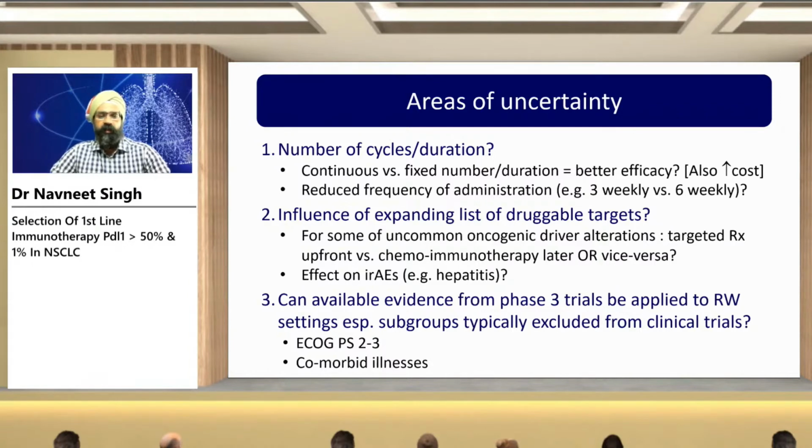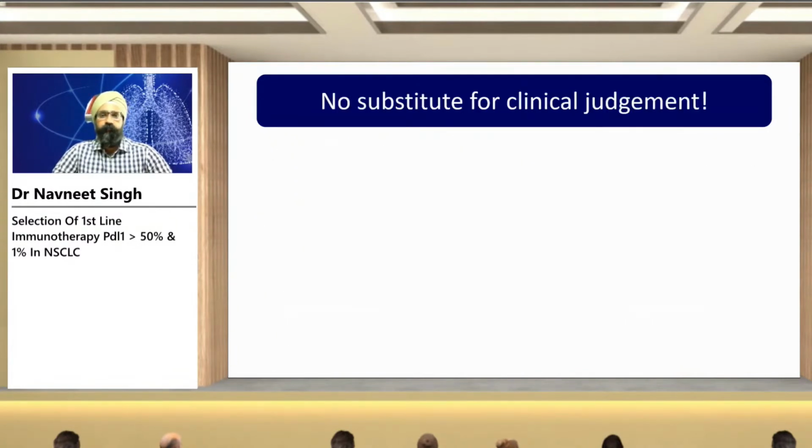And the third thing is, can you apply this available evidence from phase 3 trials to the real-world setting, when the typical groups which have been excluded from clinical trials are a significant proportion in the real world, which would mean ECOG status 2 to 3 and comorbid illnesses? So these are still areas where you need more research and the answers are not yet defined.